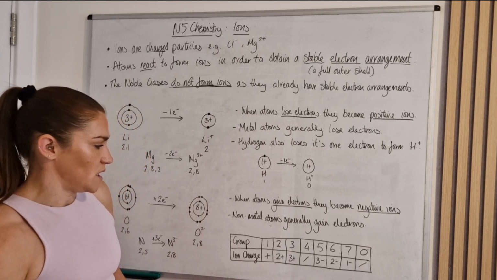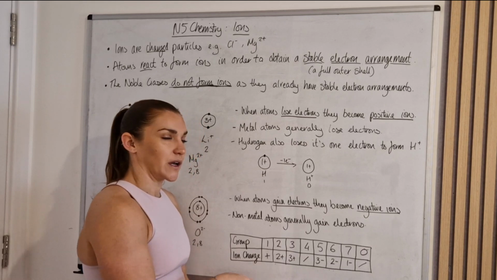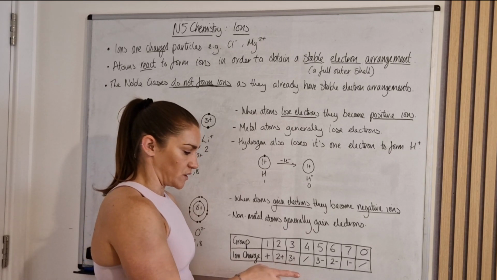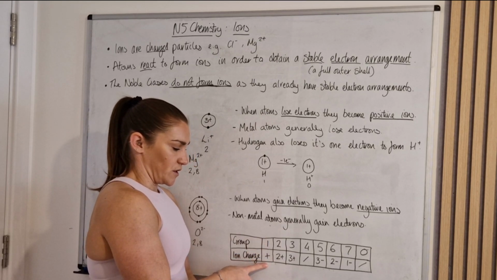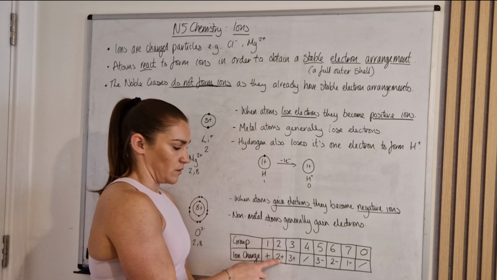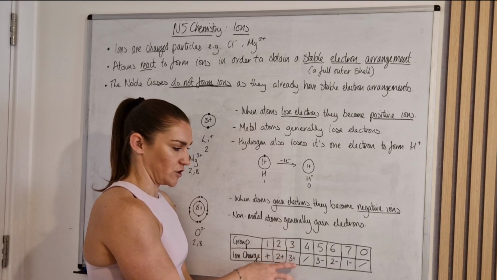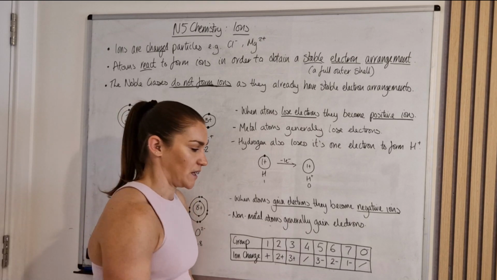Just an extra thing here, that based on the group that the element is in, you can quickly work out what charge the ion would have using this pattern. So for group 1, they've always got a positive 1 charge. Group 2 elements always have a 2 positive charge. Group 3 elements always have a 3 positive charge. Group 4 don't tend to form ions, so you don't really get asked about them.